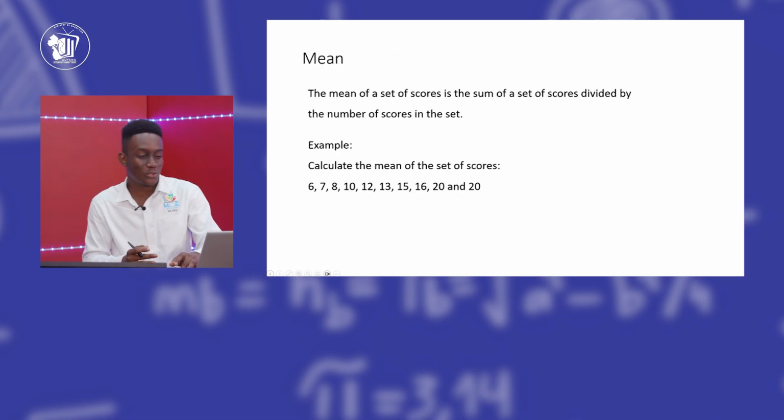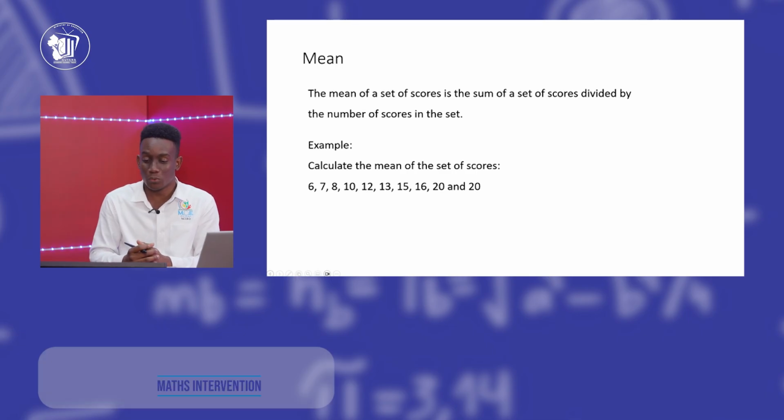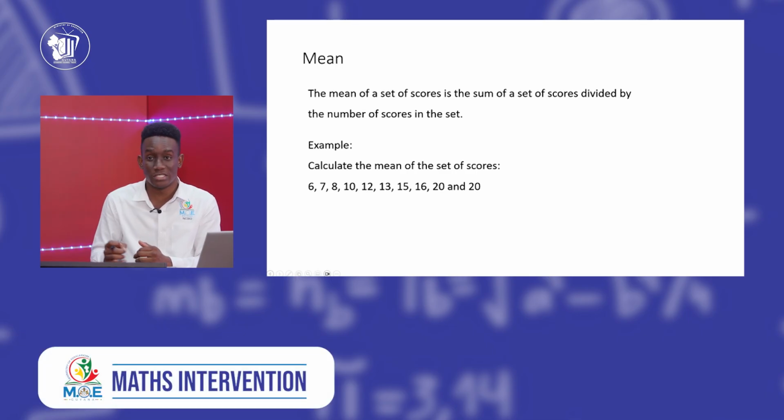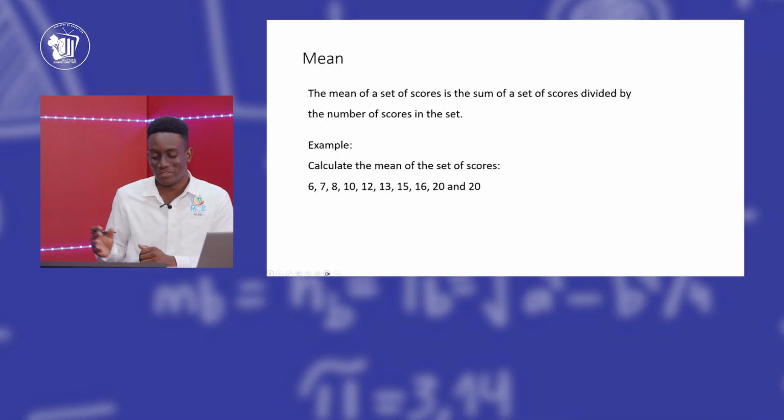So let's get into what is the mean. The mean of a set of scores is the sum of the set of scores divided by the number of scores in the set. It's basically: add up all the numbers and divide by the total number of numbers that you have. So first of all, let's look at this example.